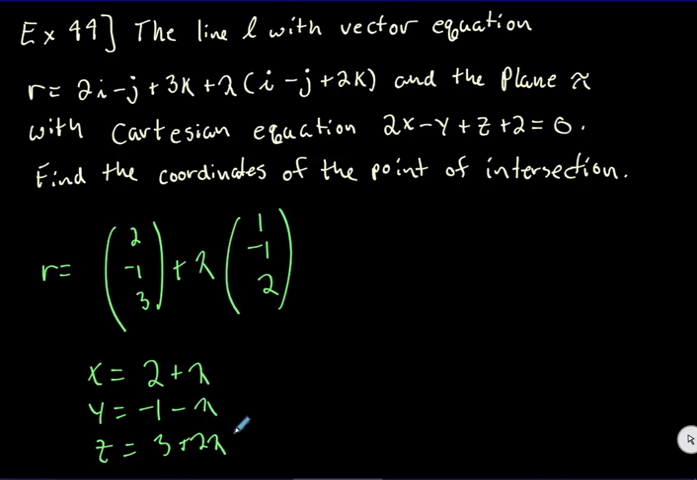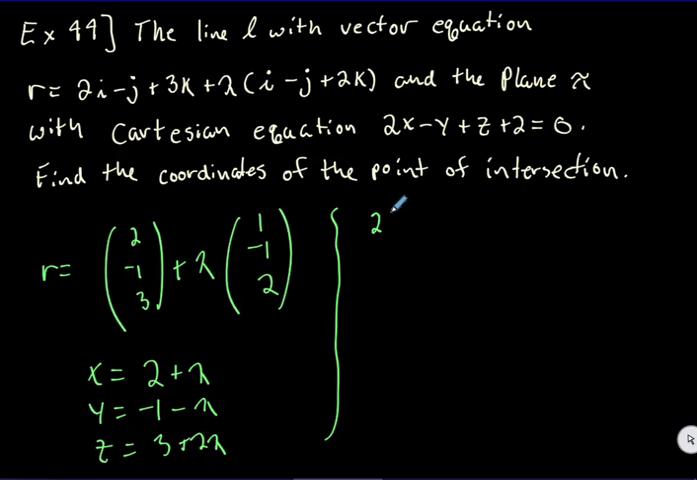If you wanted to write it out, you can. You didn't have to, though. I could have just taken my x coordinate from looking here, 2 plus lambda, and negative 1 minus lambda here, and 3 plus 2 lambda here. Then I could plug those into the equation to find the actual scalar that makes this line cross this plane.